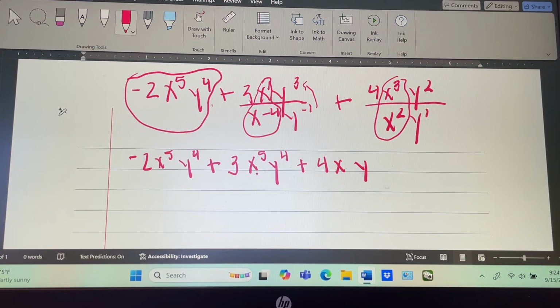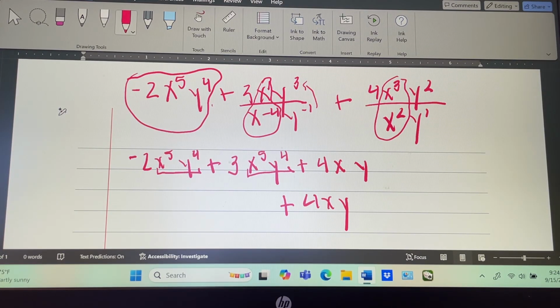So now let's look and see if we have any like terms. Our variable here is x to the 5th y to the 4th. Here's another x to the 5th y to the 4th. Those match. Those are like terms. This 4xy is not a like term. You see, it's totally different than the x to the 5th y to the 4th, so we can't add it. So we're just going to leave it alone. And that will be part of our final answer.